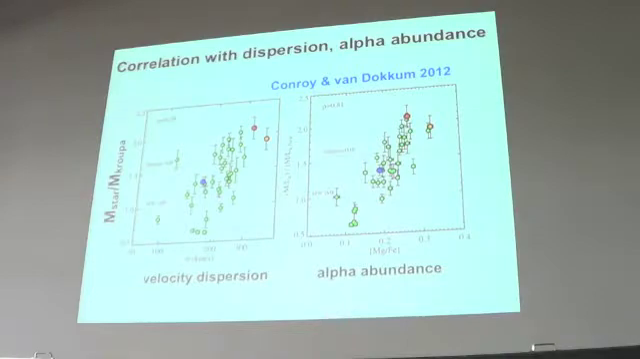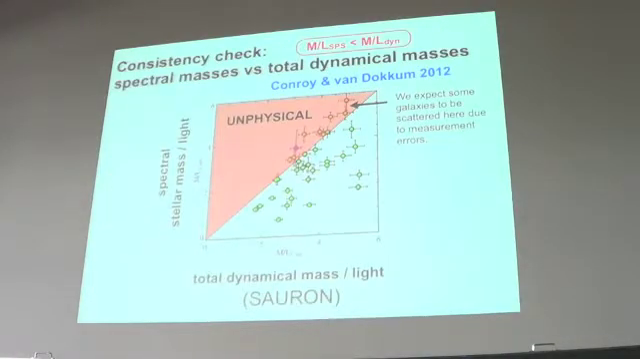So I guess the first thing you might ask in terms of consistency is to go back to dynamics. So these are all SAURON galaxies, and these have total dynamical masses. And so this is the spectral stellar mass to light ratio versus the dynamical mass to light ratio. And everything has to be in this region. So there are some galaxies up here, but you can just explain that from measurement errors. Right? So some galaxies are here and they get scattered over. So the masses are consistent with dynamics.